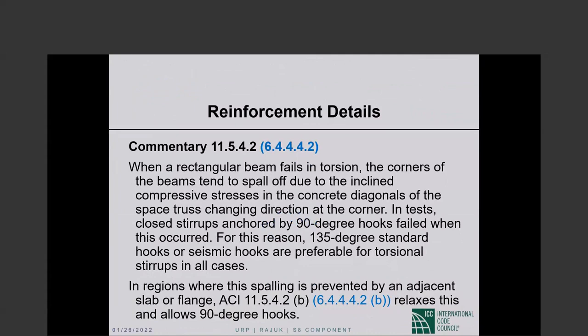When a rectangular beam fails in torsion, the corners of the beam tend to fall off due to the inclined compressive stresses in the concrete diagonals of the space truss changing direction at the corner. In tests, closed stirrups anchored by 90-degree hooks failed when this occurred: when the cover pulled off the corners, the 90-degree hooks opened up.